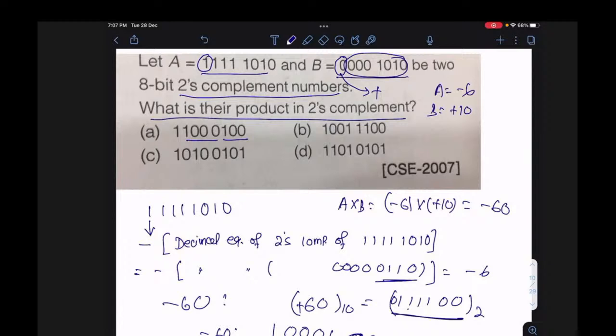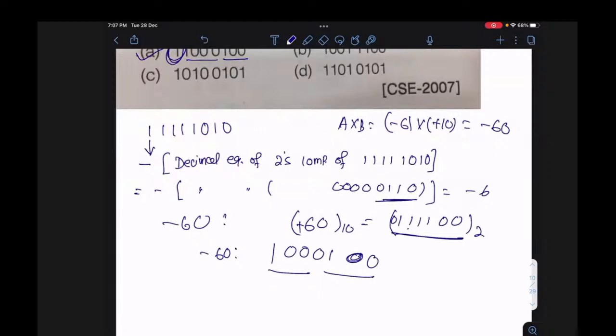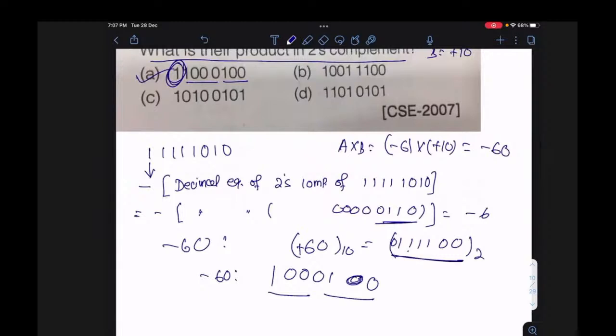So it seems option A is correct. Yes, option A is correct. But the doubt is regarding this one. Sir, what about this one? I hope you know the sign bit extension concept. What is the sign bit extension concept? In 2's complement and 1's complement form, if I extend the sign bit any number of times towards the left, it will not change the value of the original number. Here the sign bit is 1, so even if I copy it 10 times, 20 times, 100 times, it will again represent the same minus 60. So the answer is option A in this case.